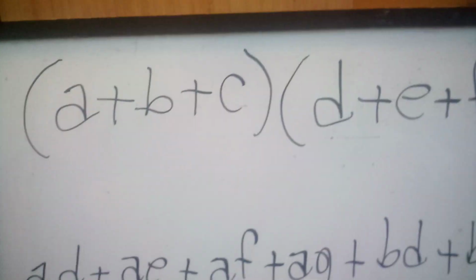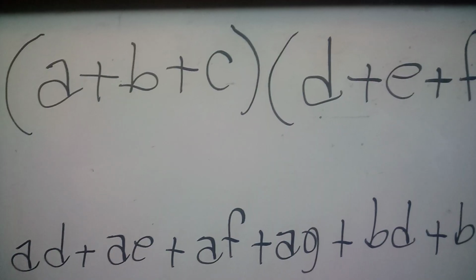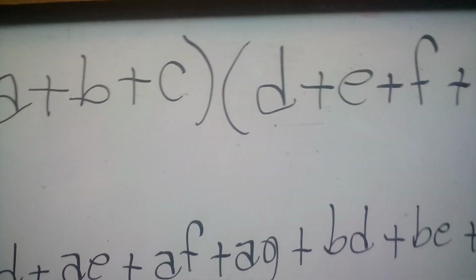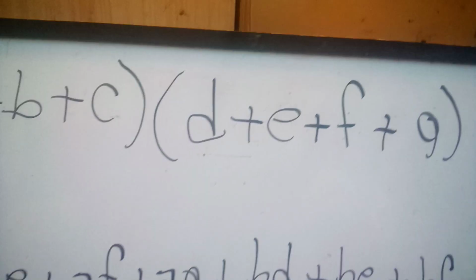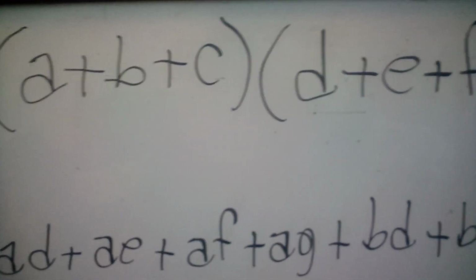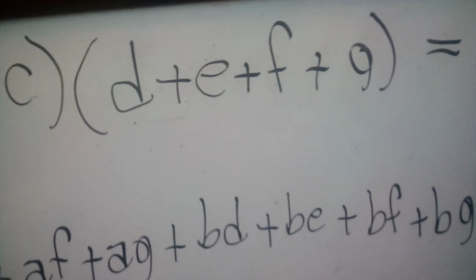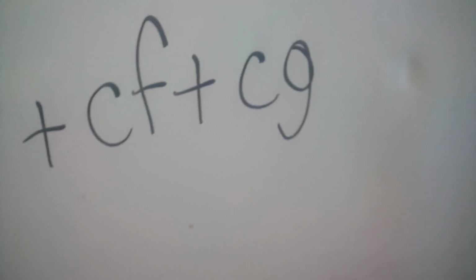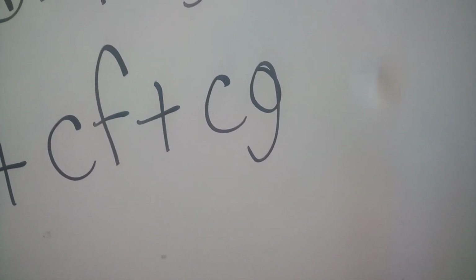Next it's B's turn. So B is multiplied times each of D, E, F, and G, and we have BD, BE, BF, and BG. And finally C times D plus E plus F plus G, giving us CD plus CE plus CF plus CG.